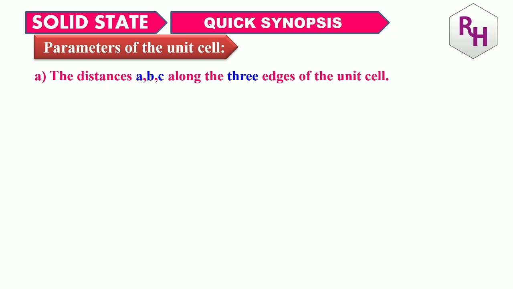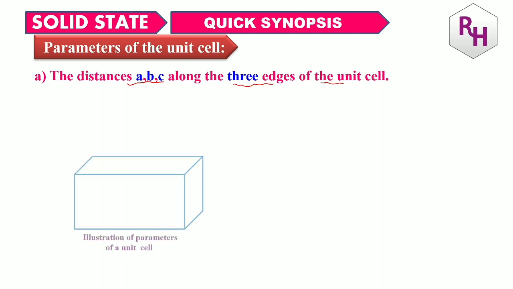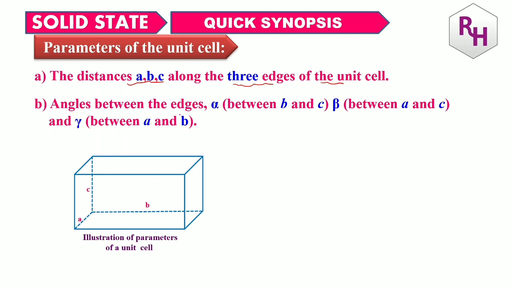Then parameters of the unit cell: remember, any unit cell is characterized by 2 important parameters. One is the distances a, b, c along the 3 edges of the unit cell. The second one is the angles between edges. Angle between edges means, very simple, between b and c we call it alpha. What is missing here? a is missing; that is called alpha. Between a and c, what is missing? b. b is called beta. a and b, what is missing? c. c is gamma. That angle is known as gamma. Like this you can remember very easily: alpha, beta and gamma.